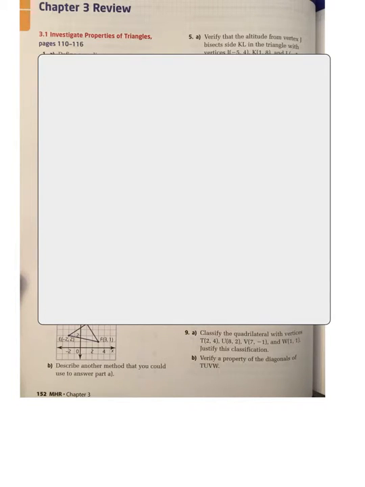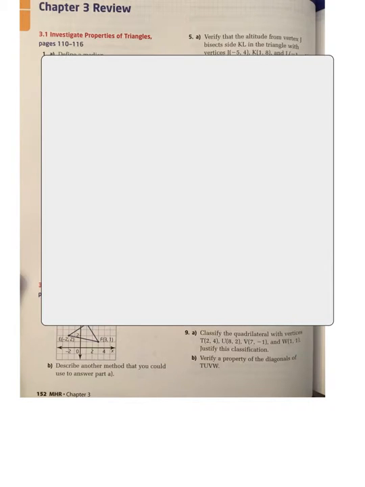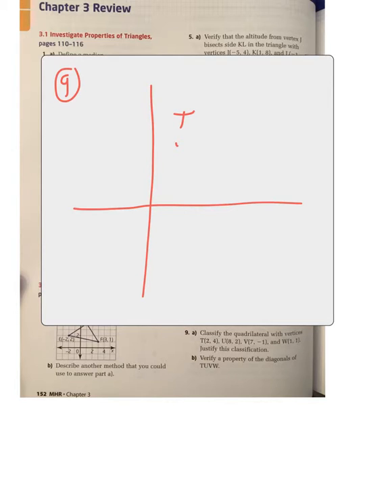Question 9, classify the quadrilateral with the vertices T, U, V, and W. Justify the classification. So you've got to go through the whole thing and we've got to prove everything really. We've got to find out all the sides, all the slopes. So T is 2, 4. There's T up there. U is 8, 2. There's U. V is 7, negative 1. There. And W is 1, 1. There. So we join these 4 points together.